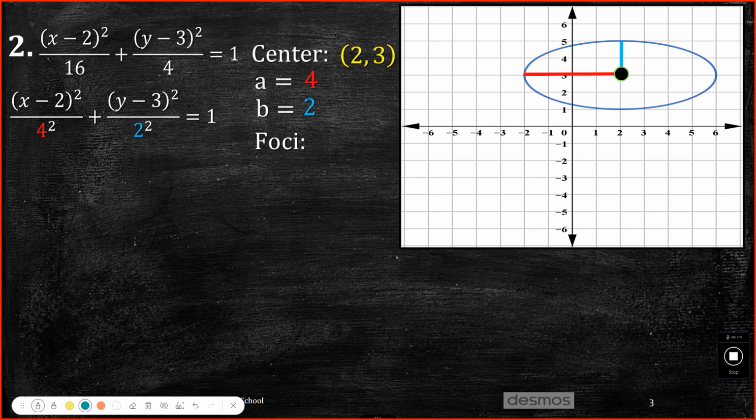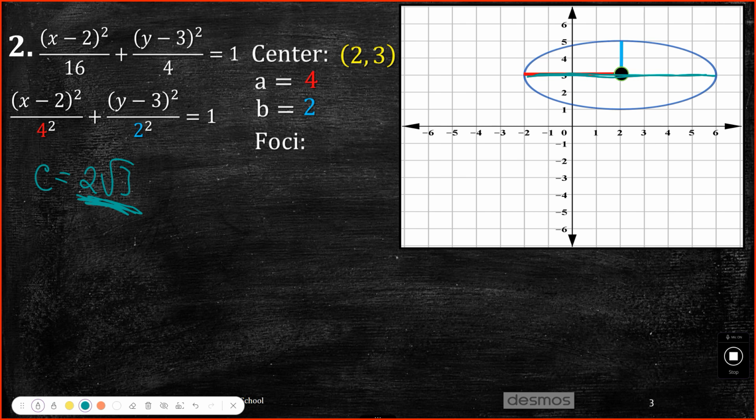Okay, here's where it gets a little bit weird for some people, but it's really not that bad. Didn't we just do this C value? What's the C value? Subtract the small from the big. So 16 minus 4 is 12. The square root of 12 is 2 root 3. So we're going to go along this axis this amount to the left and this amount to the right.